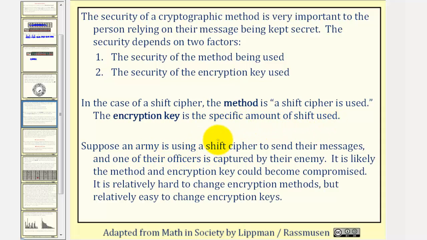Suppose an army is using a shift cipher to send their messages, and one of their officers is captured by their enemy. It is likely that the method and encryption key could become compromised. It is relatively hard to change encryption methods, but relatively easy to change encryption keys. For example, for a shift cipher, we could just change the amount of shift and possibly the direction.